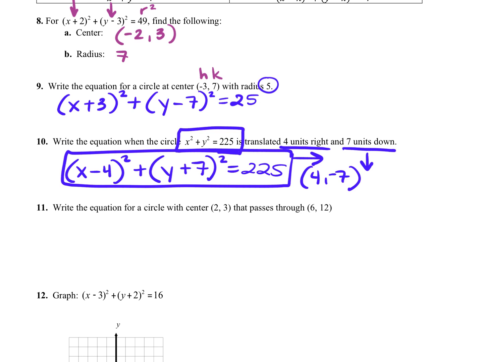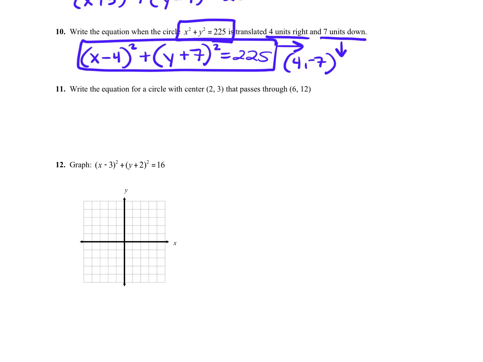Questions on that? Okay, I want you to try number 11 because this is the one that always goes poorly and I want to see if you know what you're doing with it. Give it a go. Try number 11 and then I'll talk you through it in just a minute.